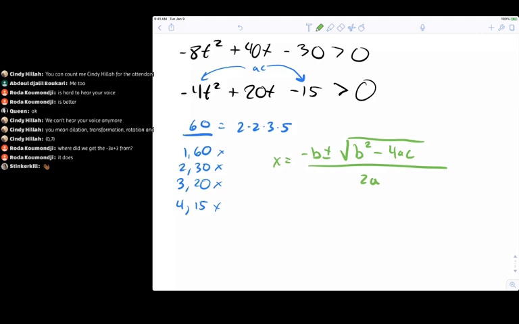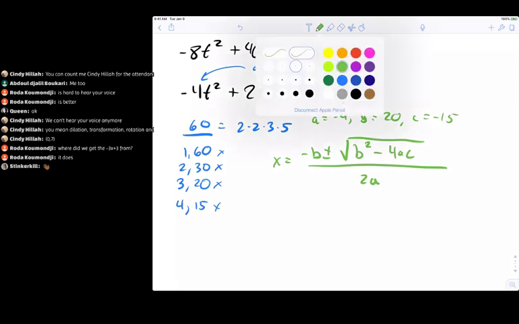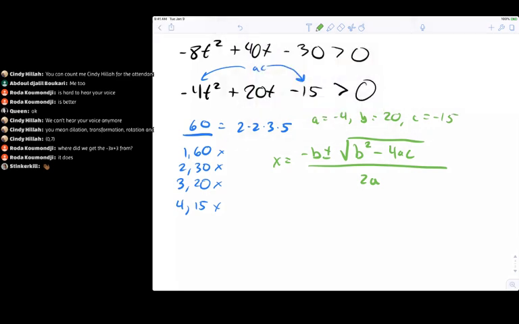So let's identify our A, B, and C. So our A is -4, our B is 20, and our C is -15. Okay, so if this is the case, that's going to be -20 plus or minus the square root of 400 minus 4 times -4 times -15. Let's see, triple negative, that's okay. Let's see what happens. 2 times this -4.